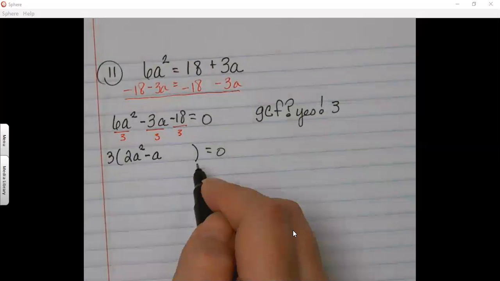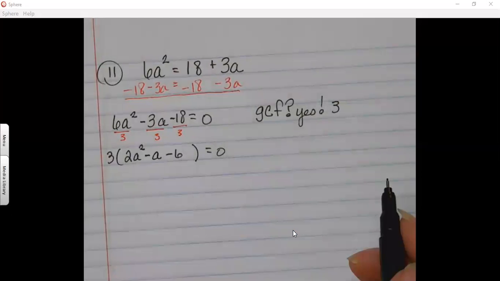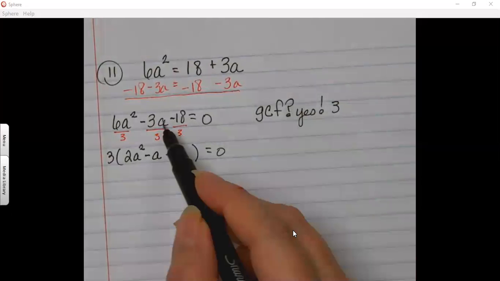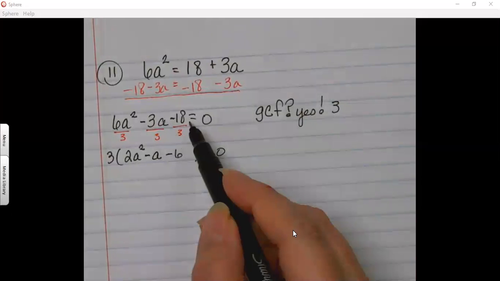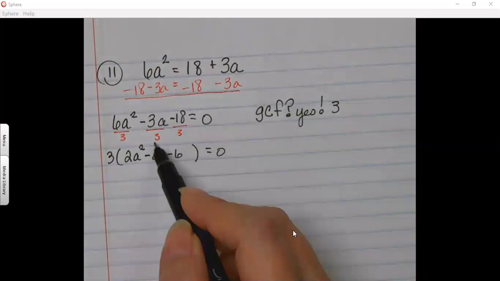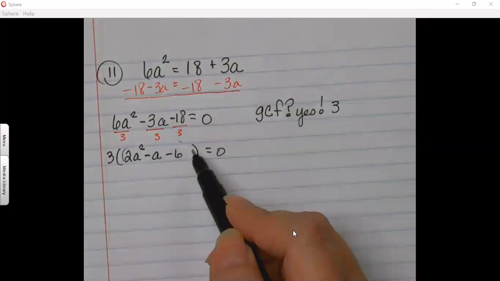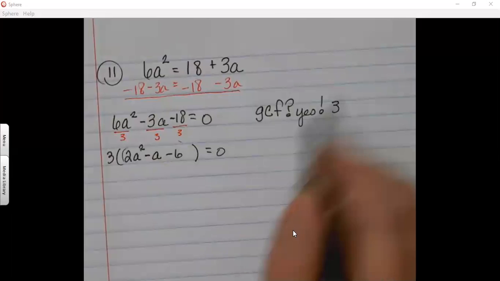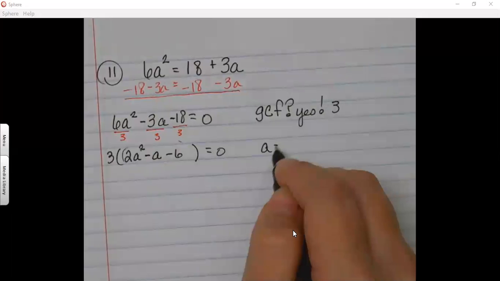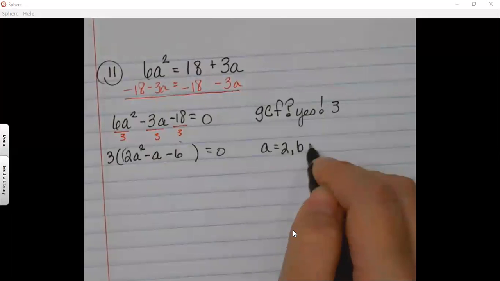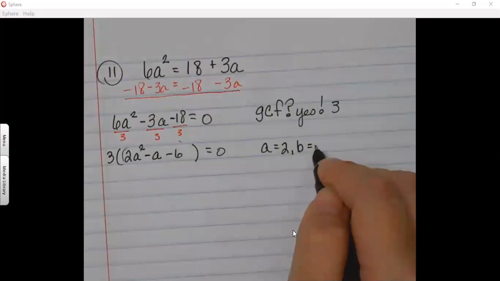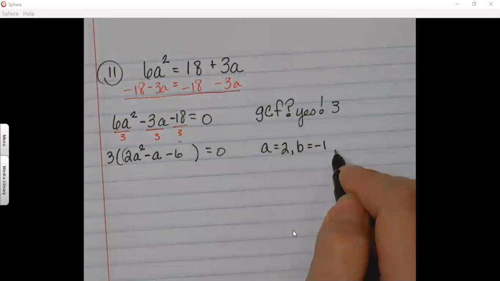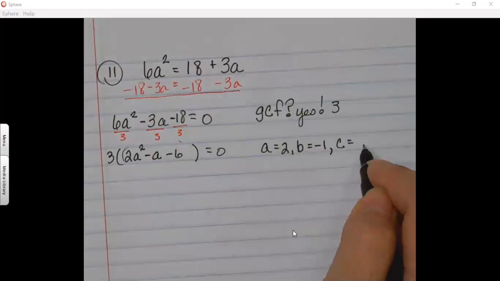So now when I determine a, b, and c, we're not using the 6a squared minus 3a minus 18 before. We're not factoring that now. Now we're factoring the quadratic that's inside the parentheses. It's still a quadratic because a's highest exponent is a 2. Sometimes that changes, but it's still a quadratic. So what is a equal to? What is b equal to? Not 0, negative 1. And what is c equal to? Negative 6.